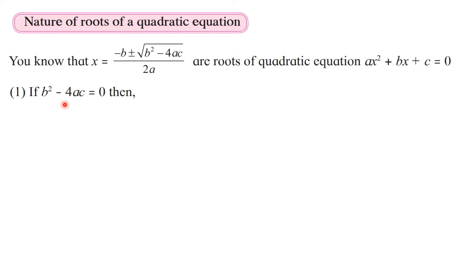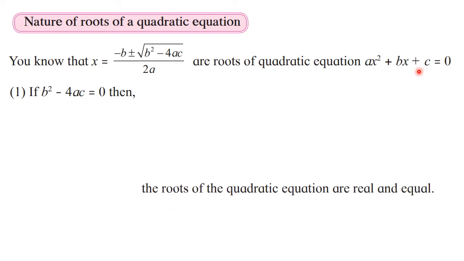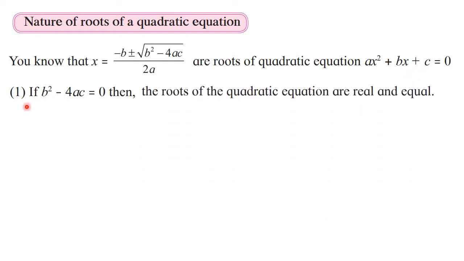So if b square minus 4ac, that is delta, is equal to 0, that means here if you write 0, then you know that square root of 0 is 0. So the second term is not present. So what we are getting is minus b upon 2a. So we are getting only one root, or we can say that the equation has equal roots. Okay. So if b square minus 4ac, that means discriminant, is 0, then the roots of the quadratic equation are real and equal.